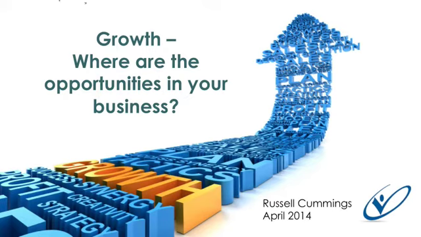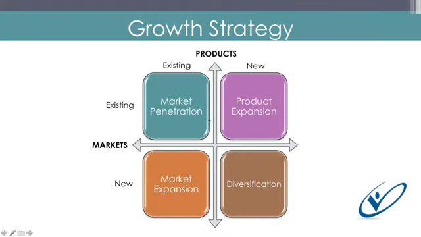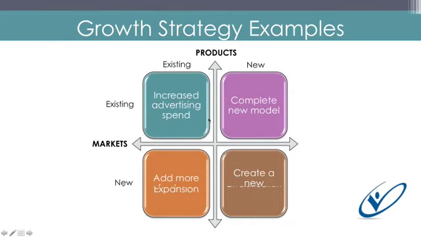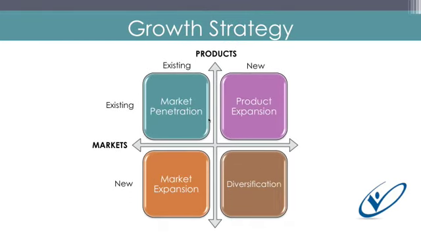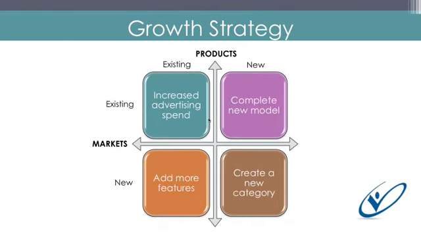This next matrix is in your workbook. And it's quite a simple matrix. It's been around for a long time. It's called the Growth Strategy Matrix. Now, basically, there's two axes to this growth strategy. On the left-hand side, we have the markets. And so these are either markets or customer groups, and we talk about existing and new.